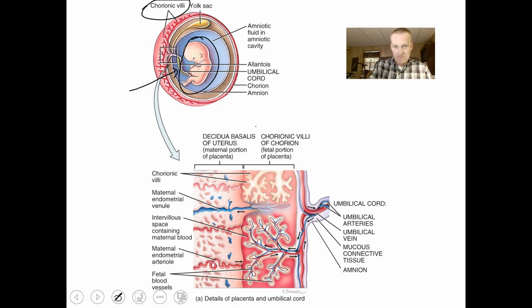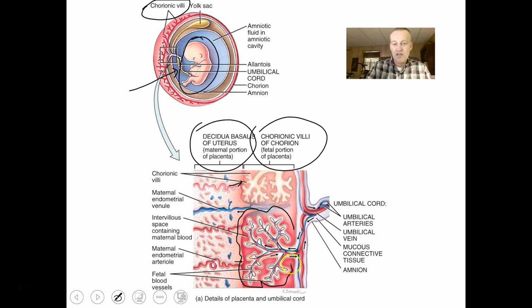So in this particular portion, we have the chorionic villi of the fetal portion, and then we have the decidua basalis of the uterus making up the mother's portion. Of course, mother's portion leaks blood into the lacunae, and baby's portion, the chorionic villi, collect nutrients from that blood and then take it back to the baby through the umbilical vein, and then new blood comes in from the baby from the umbilical arteries.